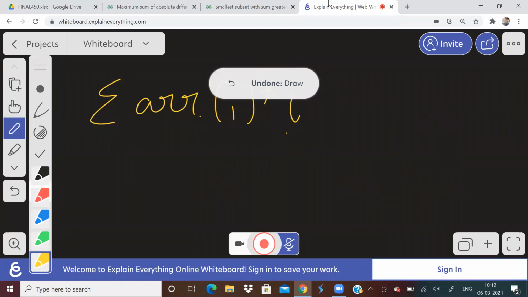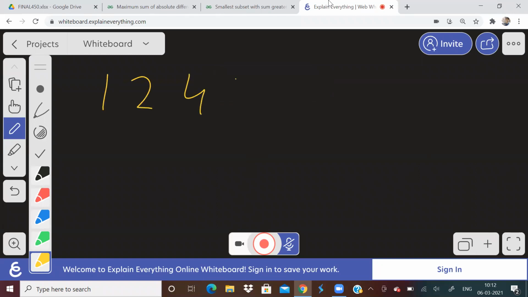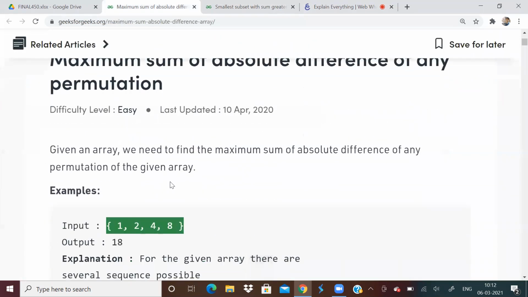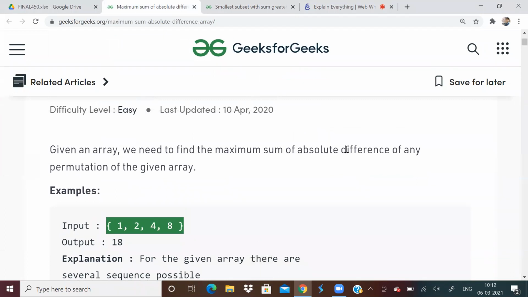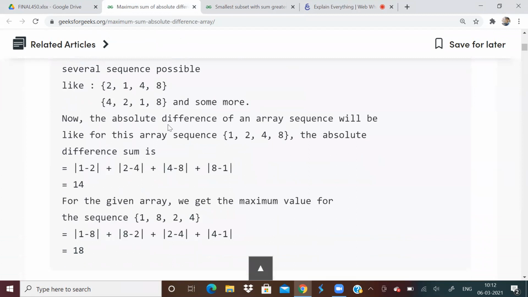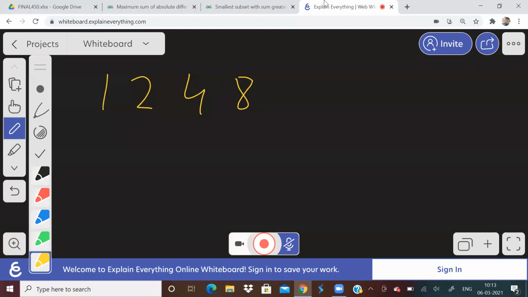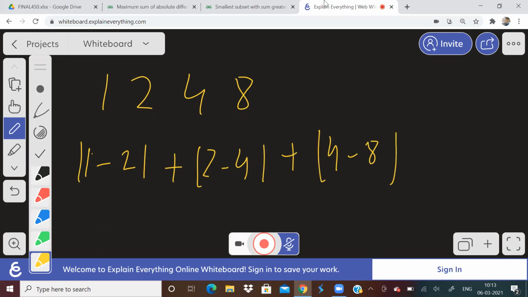So suppose the array is 1, 2, 4, 8. Now what are they asking us to do? They are asking us to find the maximum sum of absolute difference. What does this mean? What do you mean by absolute difference? According to the problem statement, whenever we consider two adjacent elements, we take the absolute difference of those, and we have to keep taking the sum. So for example, in this case, it will be |1 minus 2| plus |2 minus 4| plus |4 minus 8|. So this is what they're saying by the absolute difference.